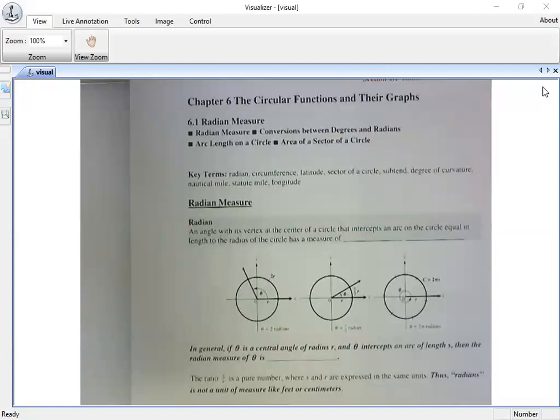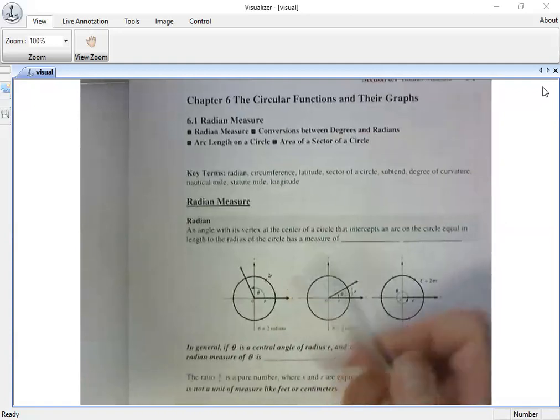Degrees is a way of measuring, but a degree is a specific unit because it takes how many degrees to get a full circle? 360 degrees. But there are other ways of measuring. So if we want to talk about something that has a unitless measure, that's when we want to use radians.